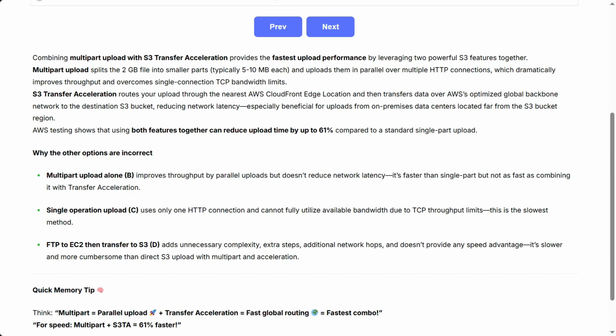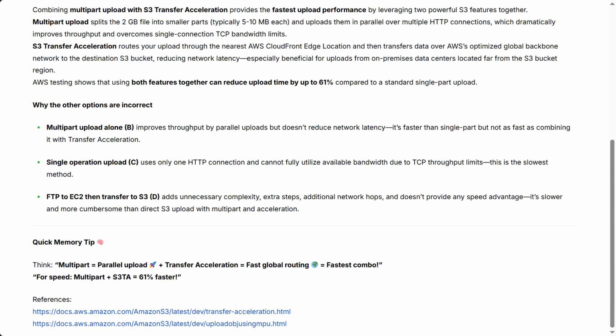Why the other options are incorrect? Multi-part upload alone, B, improves throughput by parallel uploads but doesn't reduce network latency. It's faster than single part, but not as fast as combining it with transfer acceleration. Single operation upload, C, uses only one HTTP connection and cannot fully utilize available bandwidth due to TCP throughput limits. This is the slowest method.